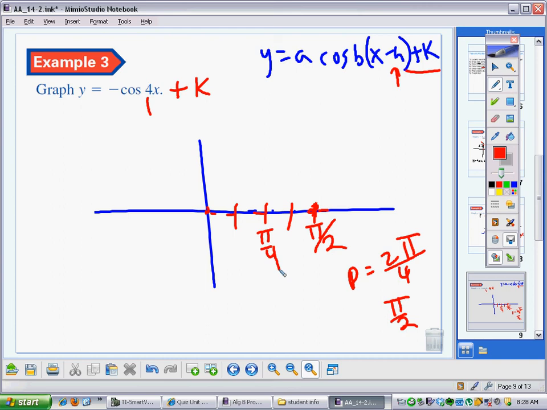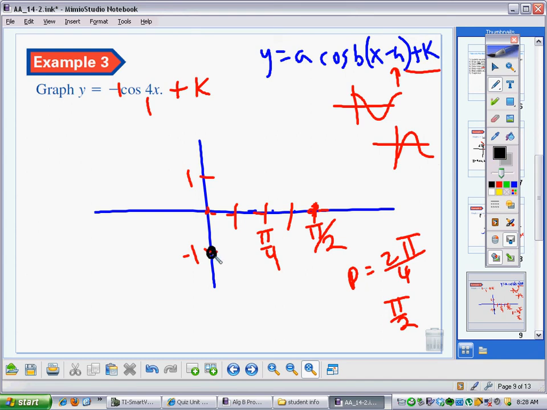Cosine normally starts up high. Is there an amplitude change here? It's -1 instead of +1. So normally cosine starts at 1, so if it's -1, what do you think? Starts at -1. So it's just a reflection or a flip. So instead of my regular cosine going like this, it's now going to start low and go like this. Not a big deal. So now let me change this to black and finish out my drawing.